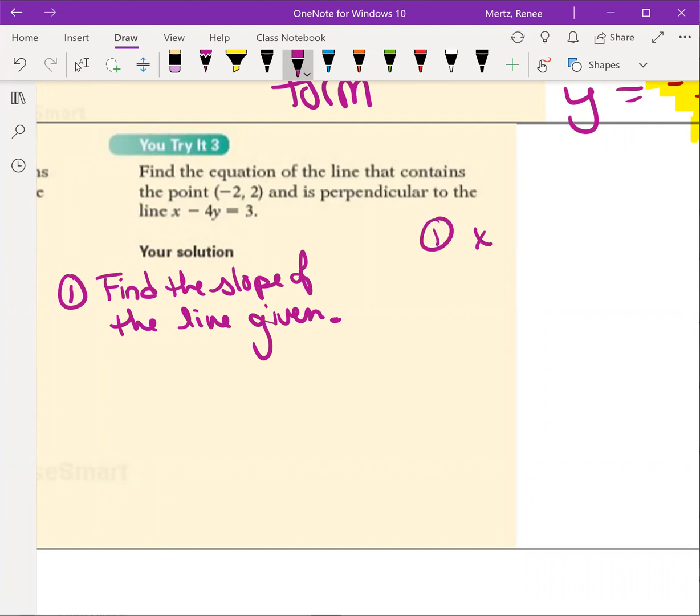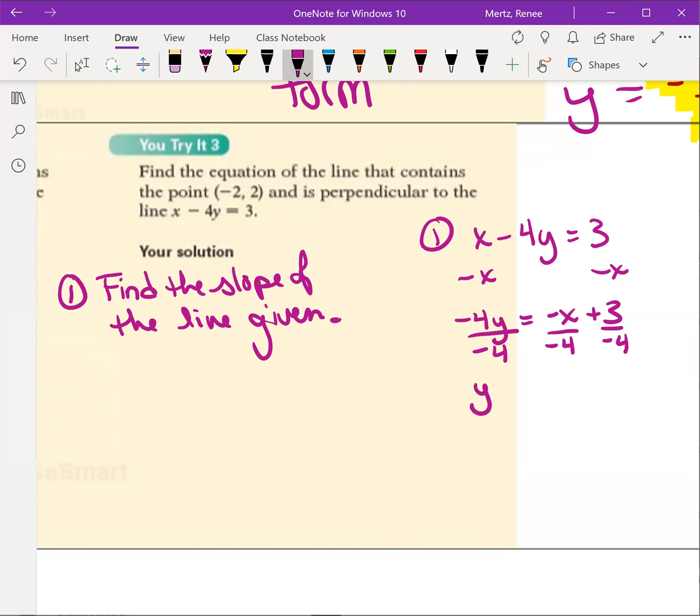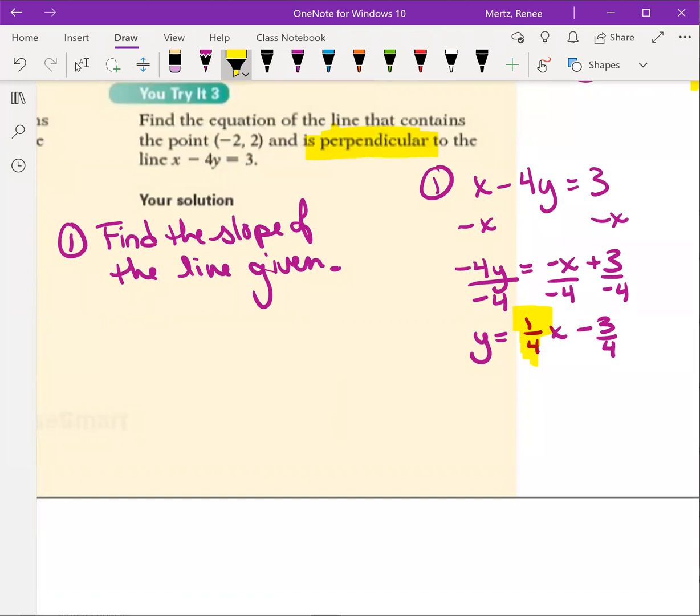So I'm going to take x minus 4y equals 3. I have to get it into y equals mx plus b form. So I'm going to subtract x. If you think like a mathematician, you might want to add the 4y and subtract the 3. That's what I would normally do. Divide by negative 4. So y equals 1/4 x minus 3/4. So the slope of this line is 1/4. It wants it to be perpendicular.